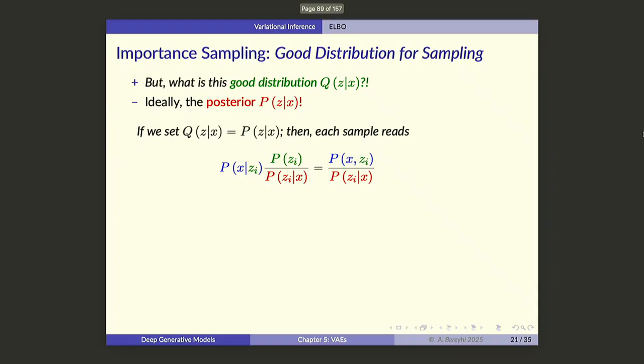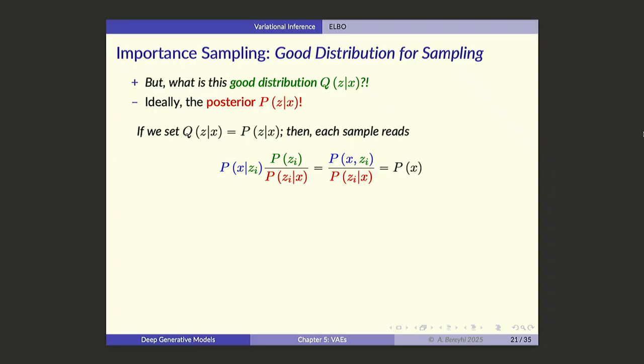Now, if I write it down in this form, P of x and zi divided by P of zi given x, what is this guy? It's Bayes' rule. P of x and z is P of x times P of z given x. So this guy is essentially P of x. What can you say then?